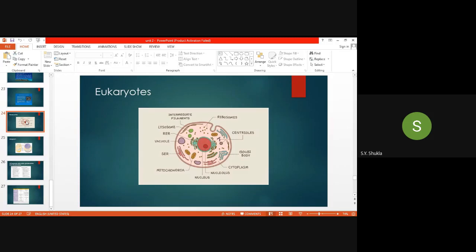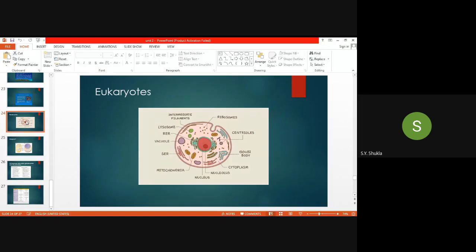What is the eukaryote? Eu means what? The true nucleus. Eu means true, karyos means nucleus. Where the true nucleus is present, those cells are called eukaryote cells. And the eukaryote cells are very diverse, from the single cell like amoeba to multicellular animals like giraffe and elephants. All are coming under the one class, that is the eukaryotes.